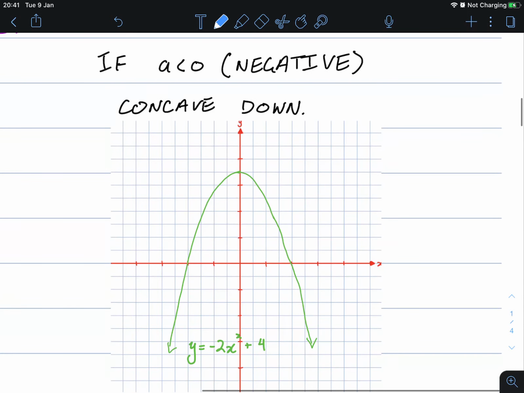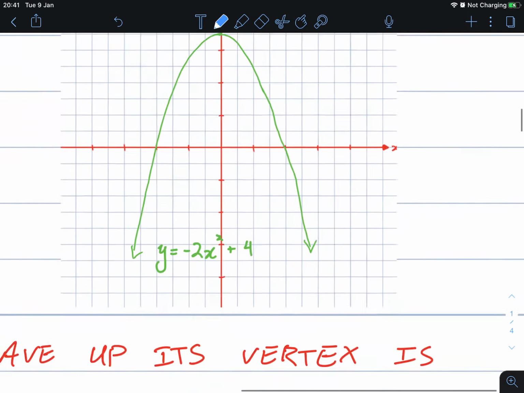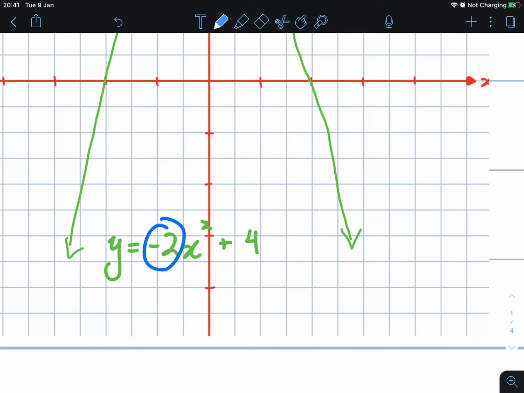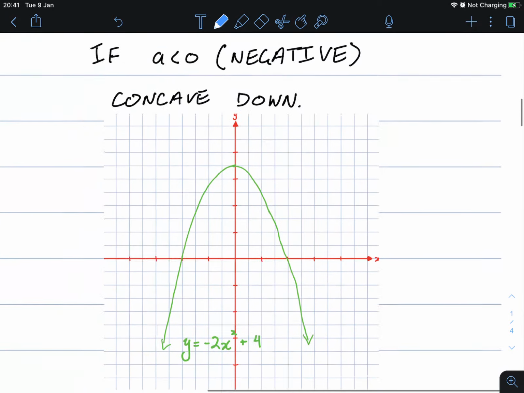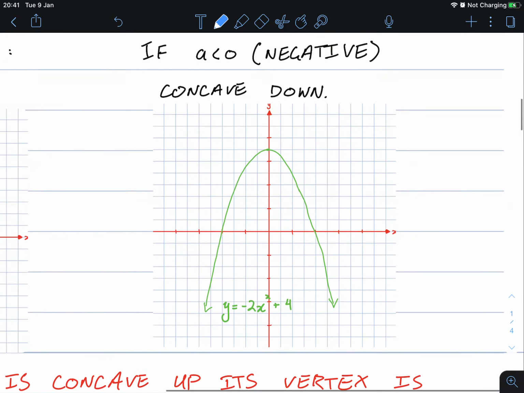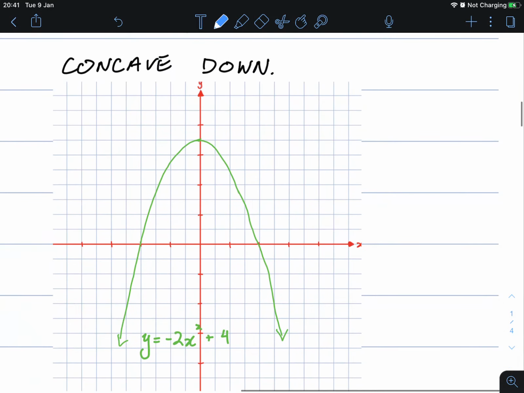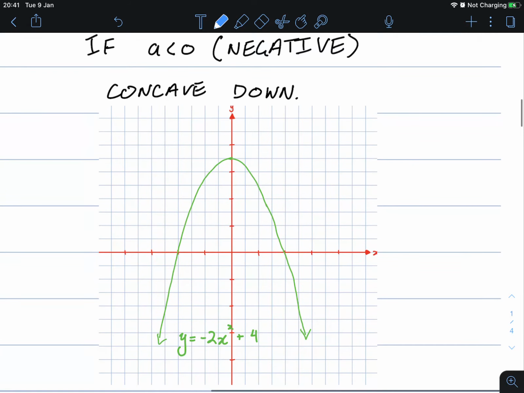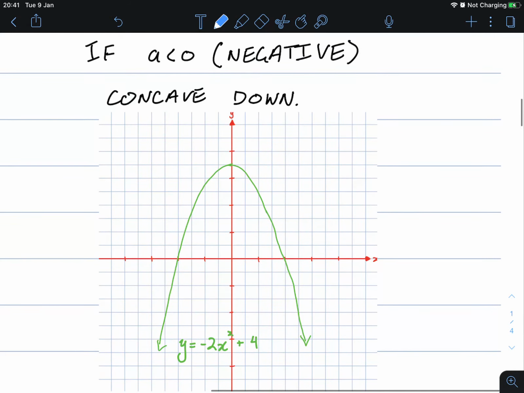If a is negative, so this value here in front of the x squared, in this example it's negative 2x squared, then because it has a negative value of a, the graph is concave down. Another way to remember this: if it's negative, it's frowning.